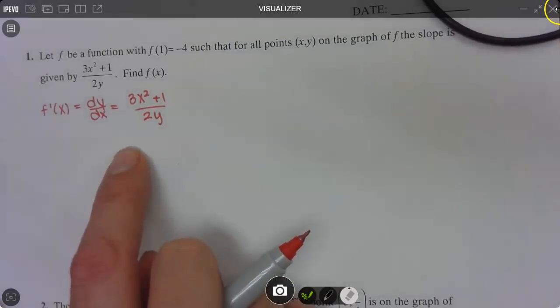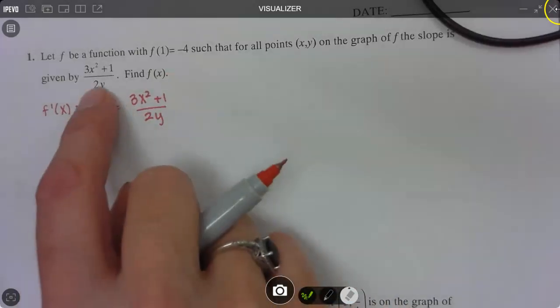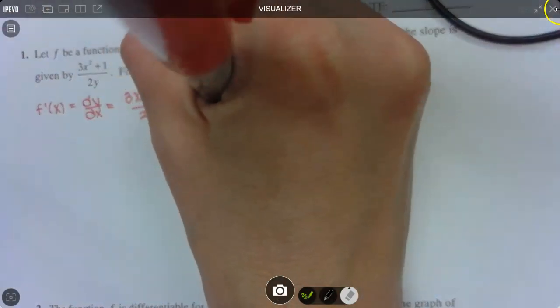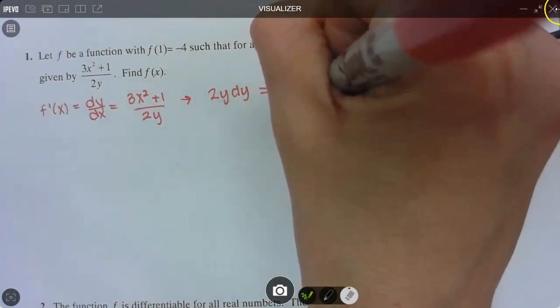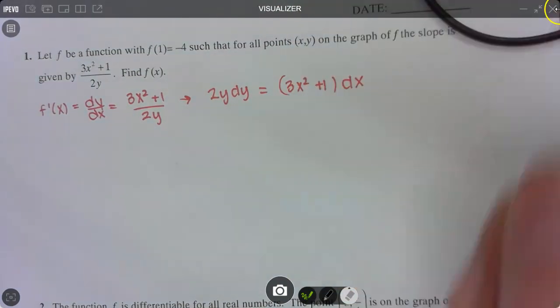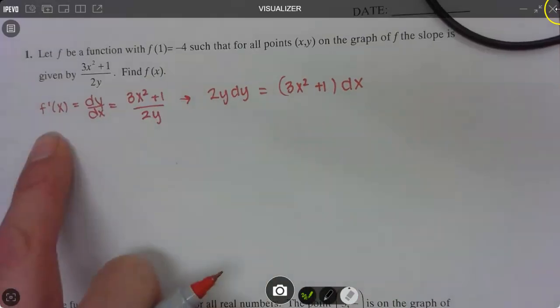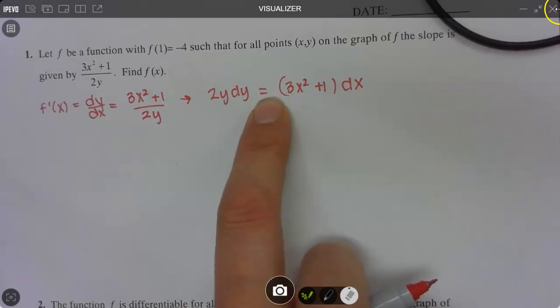So immediately I'm seeing that as a differential equation, and I'm going in my head, okay, I need to cross multiply, so y's are with y's, x's are with x's. If I'm looking to find f of x, I need to integrate f prime of x. So we are going to integrate both sides.